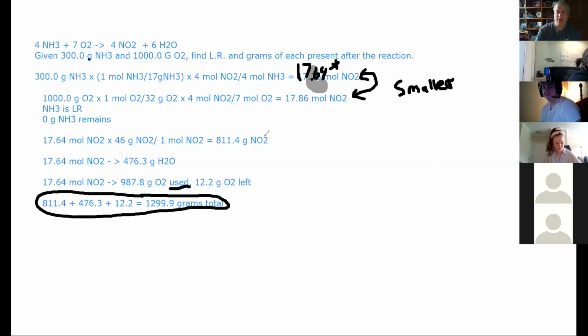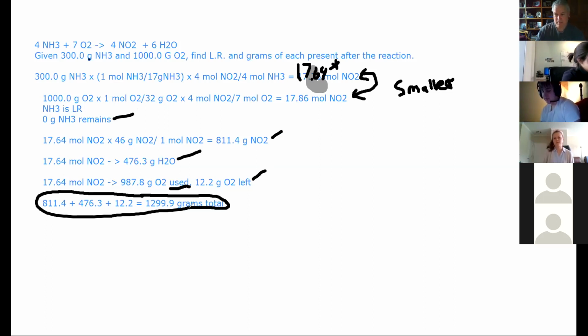So you have 811.4 grams of this, 476.3 grams of this, 12.2 grams of this, 0 grams of this. Adding those up, we get 1299.9 grams at the end of the reaction. Is that good or bad? It's good. Like I said, it's off a little bit due to rounding, but that's not a big deal.